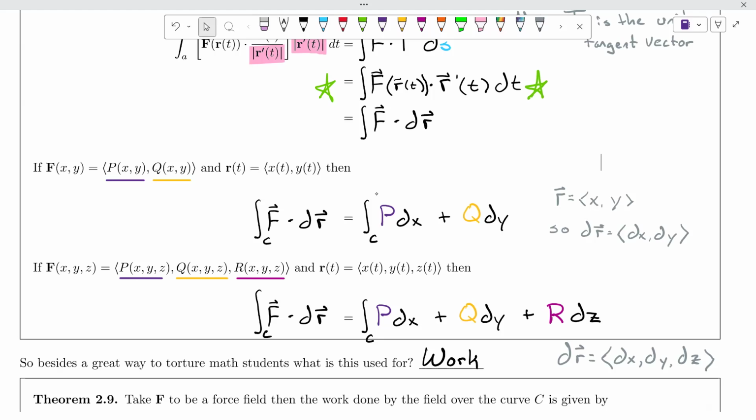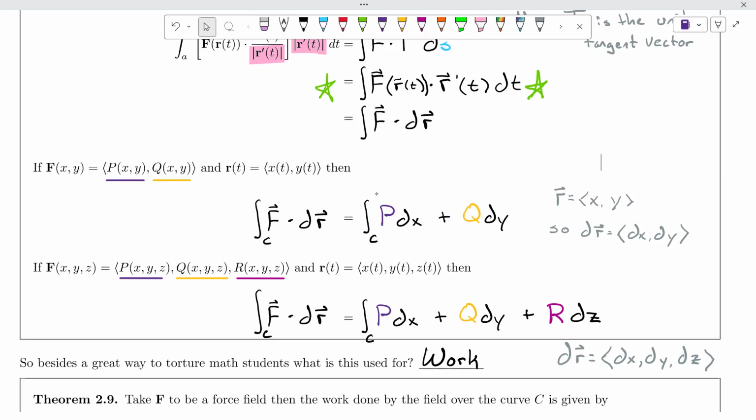That part right there. And I can step that up to 3 dimensions as well. My field is P, Q, R. That means that r is x, y, z, and dr is dx, dy, dz. When I take their dot product, it comes out to that equation you see at the bottom of the screen. So P dx plus Q dy plus R dz.